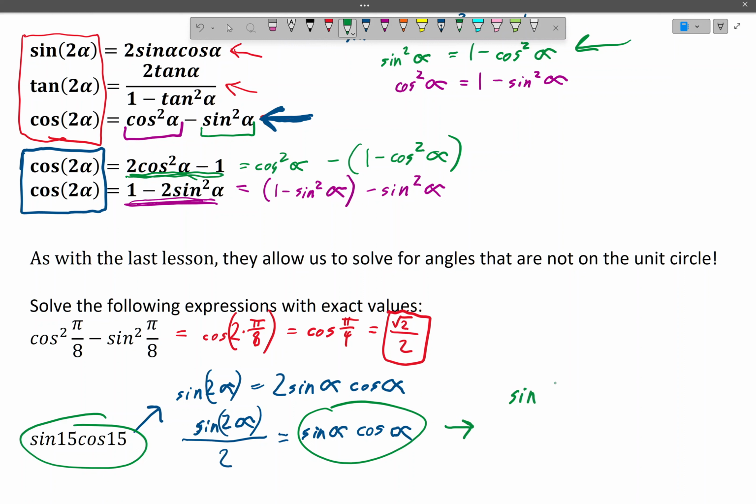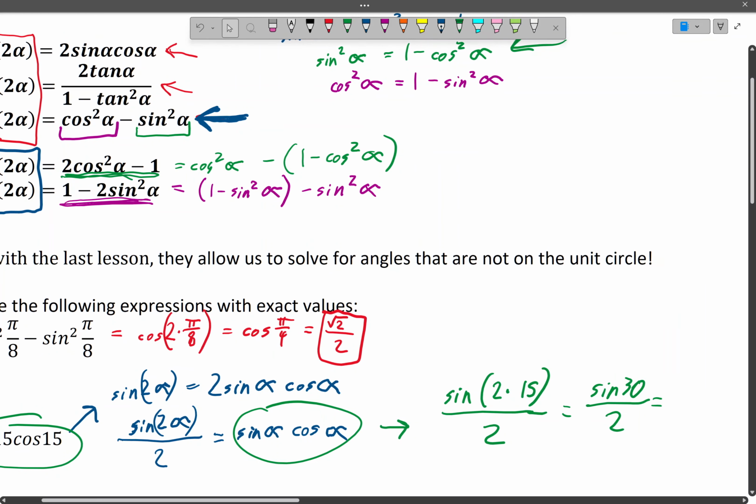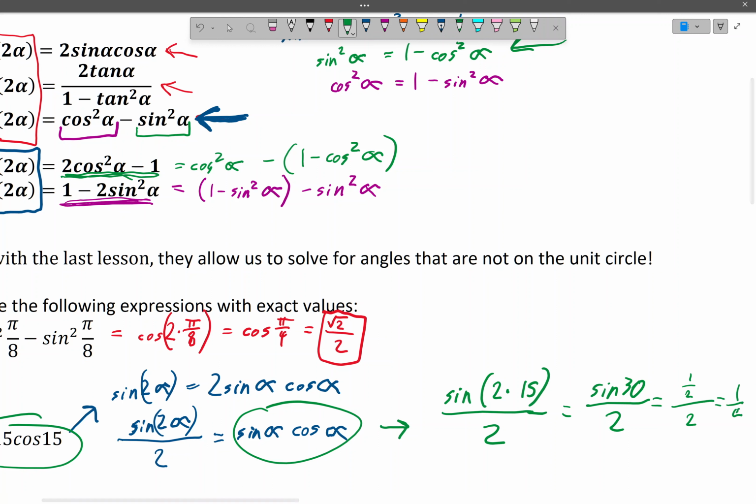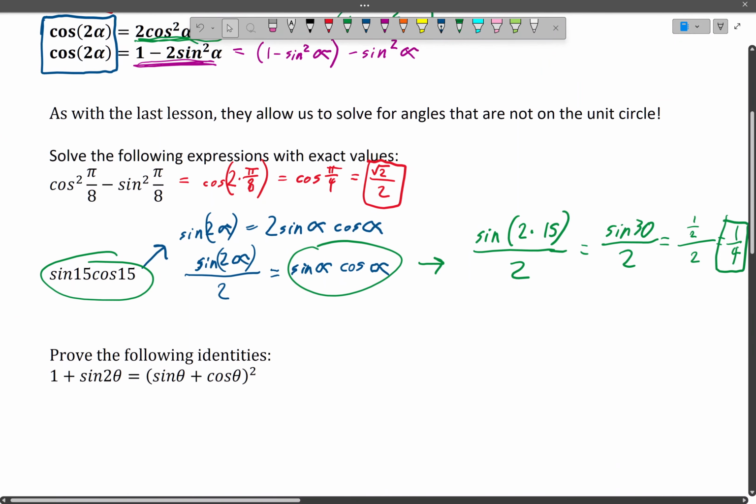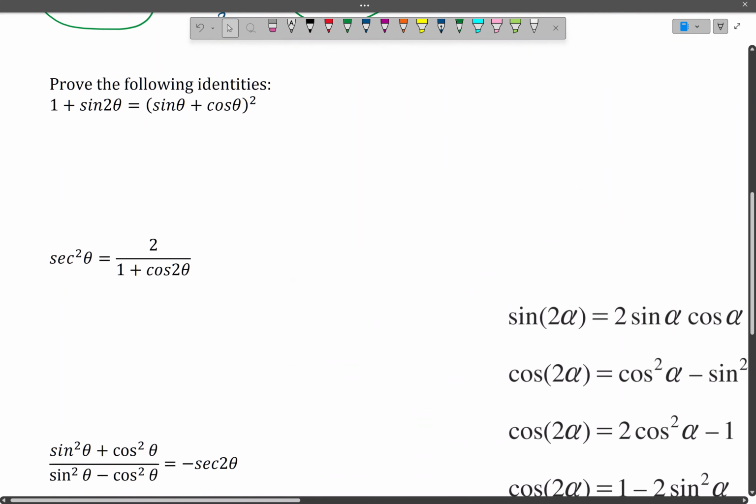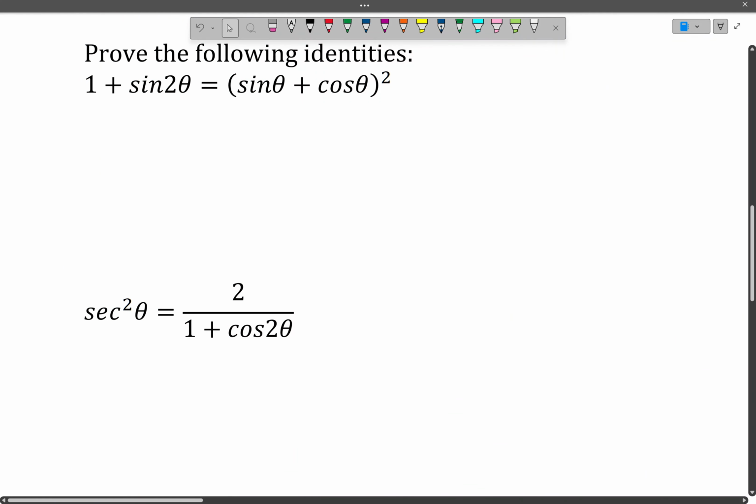So we can replace this statement with sine of 2 times 15, over 2. Okay, so when we do this, we get sine of 30 over 2. And what is sine of 30? Well, 30 is the shorter of the two triangles, so it is 1/2 divided by 2. So the answer is 1/4, and that is our final answer. So this is helpful to solve situations when the angles are not on the unit circle. But let's go ahead and continue by proving some identities.